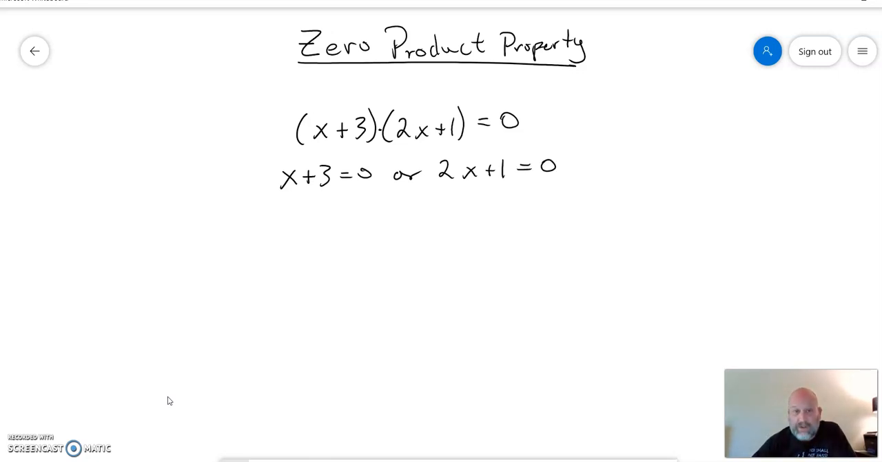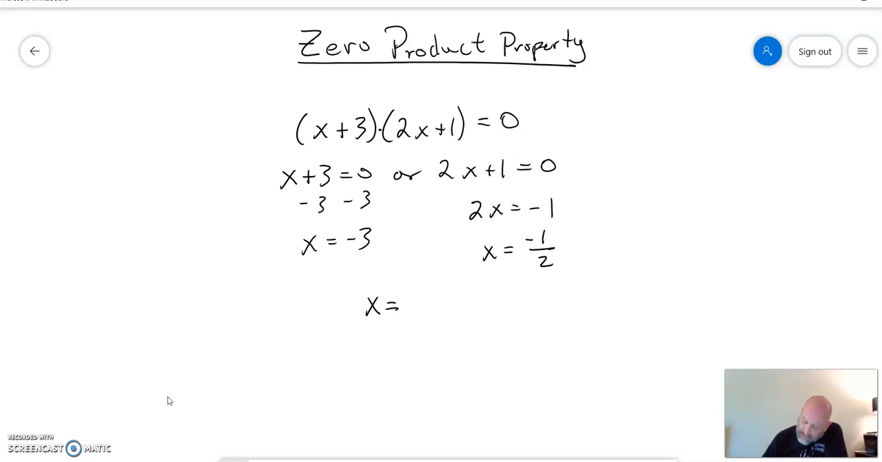Well, both of those are equations to solve. Here, if I subtract 3 from both sides, I end up with x is equal to negative 3. And over here, if I subtract 1, I get 2x is equal to negative 1, and then dividing by 2 gives me x is equal to negative 1/2. That means that this particular equation has two solutions. So my two solutions are either x is equal to negative 3 or x is equal to negative 1/2. And you can list both solutions together.